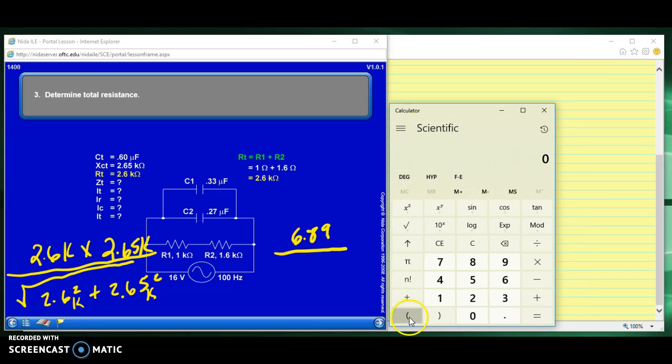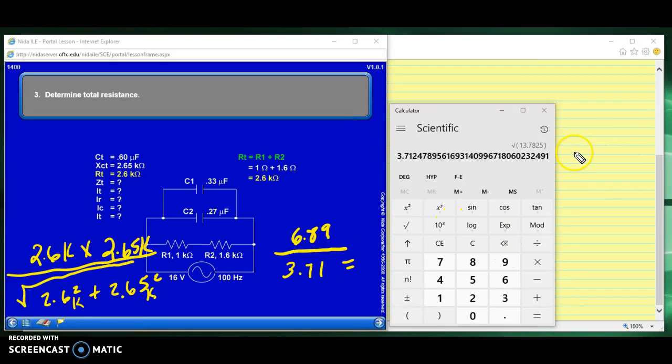So we're going to open parentheses and say 2.6 and square it, close parentheses, plus open parentheses, 2.65, square it, close parentheses, and we're going to add those two. And then we're going to take the square root of that. 3.71 is what I got. So let's see if I did that right, or if somewhere in trying to do all that I goofed up. We'll see. 3.71. Which means ZT.